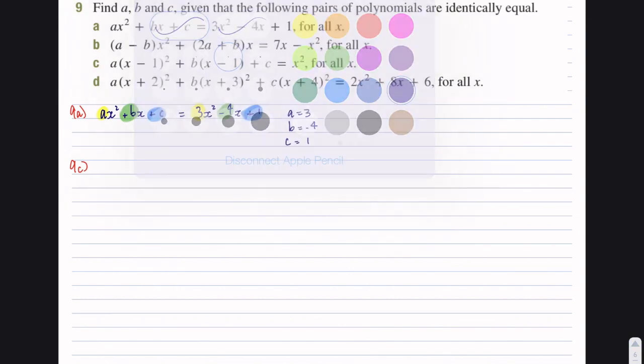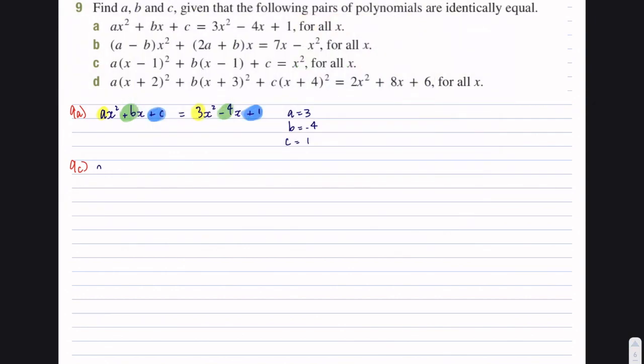We've got two ways of doing it. So we've got a outside of x take 1 squared plus b outside of x take 1 plus c equals x squared. There's two ways of doing it, and I honestly think expanding this one's going to be the easiest way, but it won't be for D, so I'm going to do D as well.